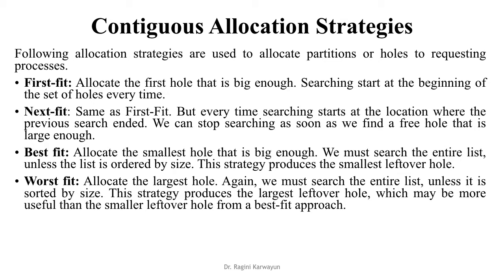This strategy produces the smallest leftover hole. In worst fit, you allocate the largest hole to the first process, then the second largest to the second process, and so on. Again we must search the entire list unless it is sorted by size. This strategy produces the largest leftover hole. So in a variable size partition scheme, this may be used where the leftover hole is big enough to accommodate another process. It basically makes more use of the leftover space after allocation.